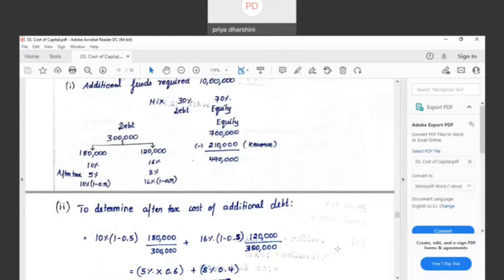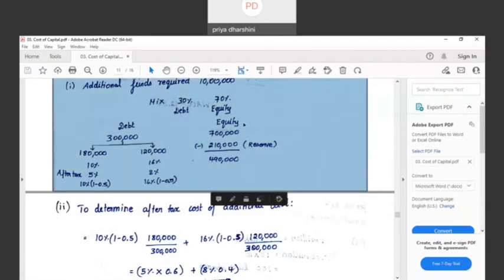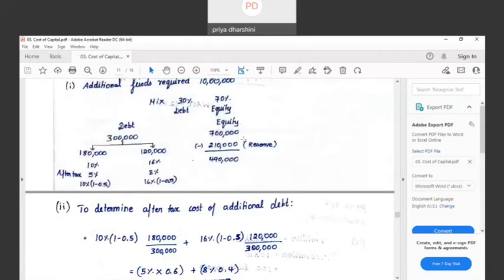Okay, let's answer one by one. How much is the additional finance required? They want an additional finance of 10 lakhs. How are they going to raise it? Debt equity mix is 30% and 70%. Correct? So 30% is debt, which is 3 lakh of debt. 70% is equity, which is 7 lakh of equity. Out of 7 lakh of equity, they already have retained earnings of 2 lakh and 10,000, which means the remaining 4,90,000 will be raised by issue of equity shares.